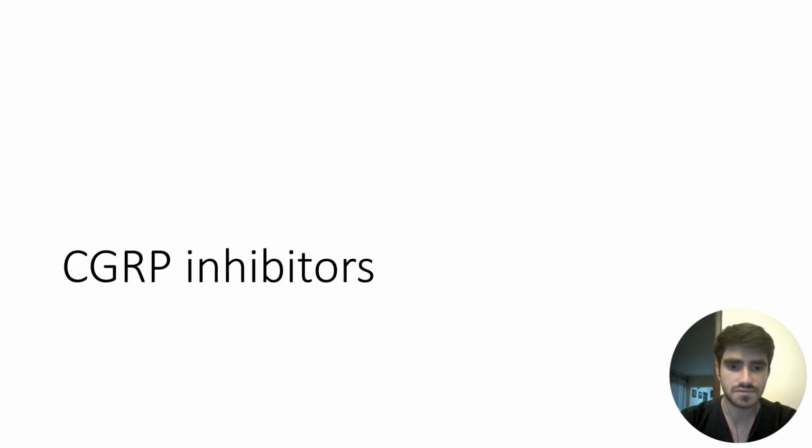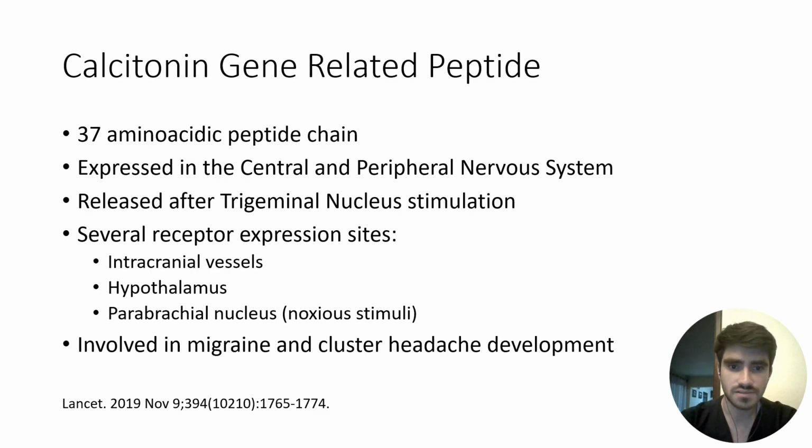Now, when the patient doesn't respond to the first or second line of treatment in the abortive or the preventive medications, then we go on to molecules that modulate the CGRP. CGRP stands for calcitonin gene-related peptide, which is a 37 amino acid peptide chain expressed in the central and the peripheral nervous system. It is released after trigeminal nucleus stimulation, and there are several receptor expression sites like the intracranial vessels, hypothalamus, and the parabrachial nucleus. This peptide is involved in the development of migraines and cluster headaches.